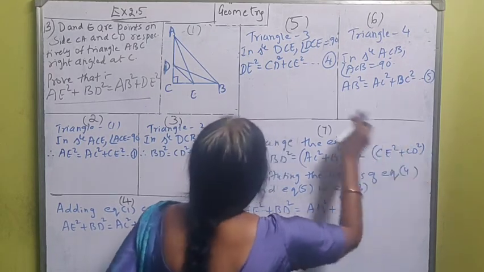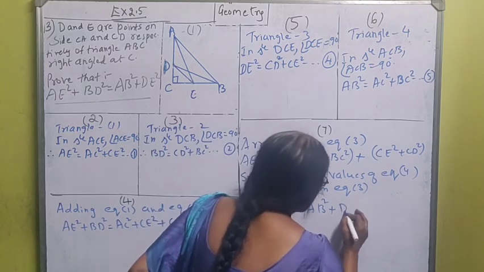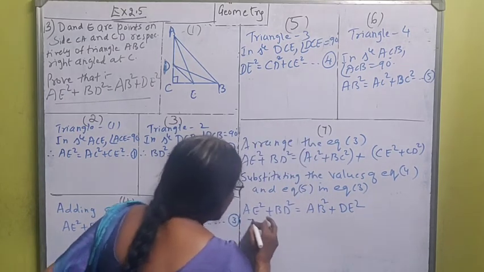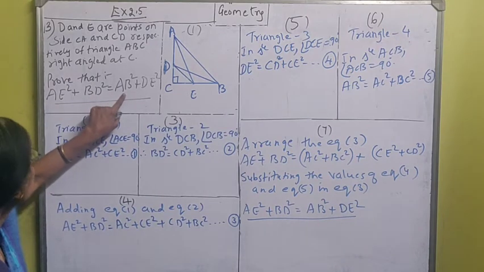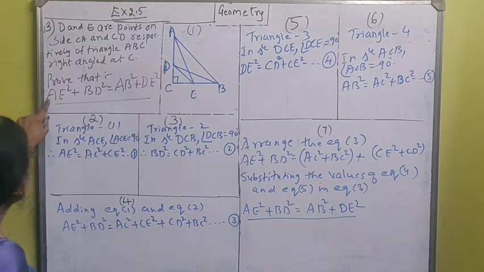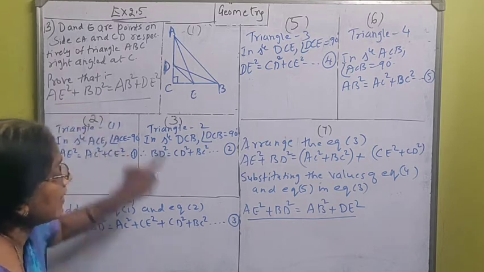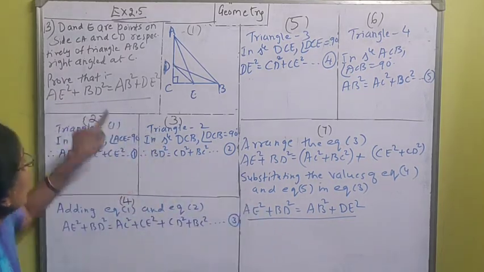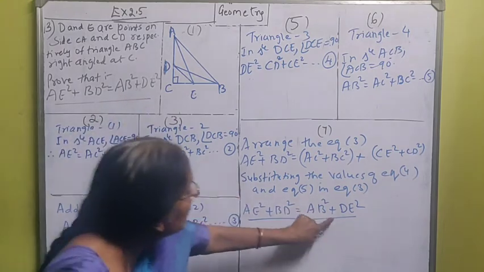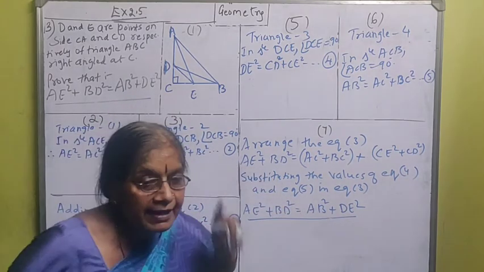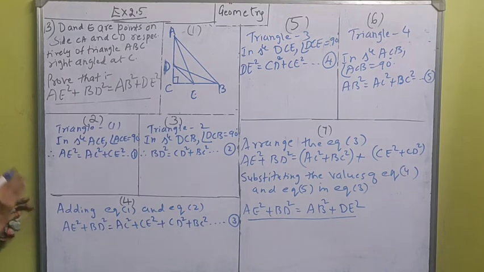CE square plus CD square is what? It is DE square. So I will write down the value as DE square. So I proved that AE square plus BD square is equal to AB square plus DE square. So I have proved the sum.